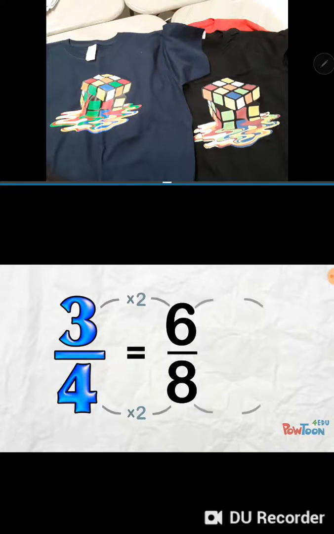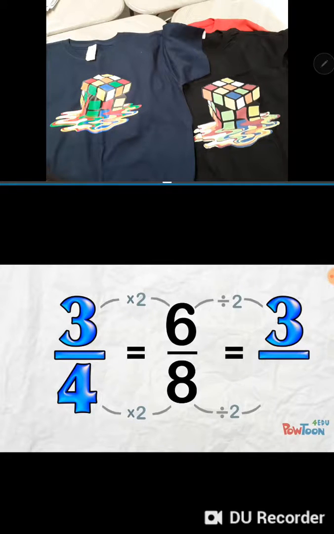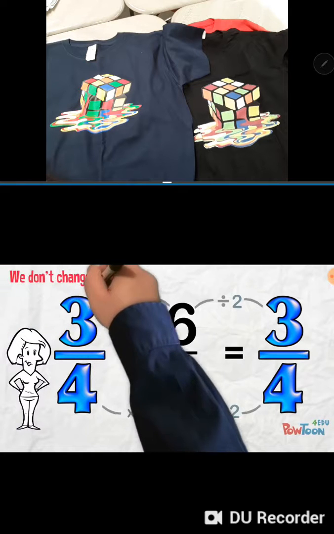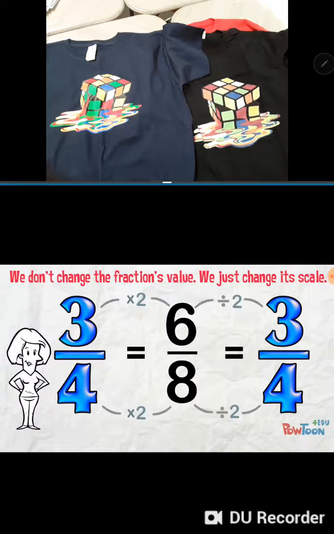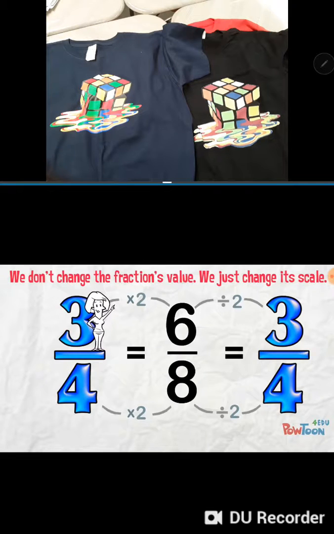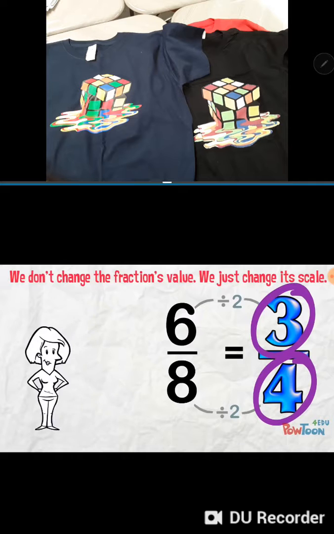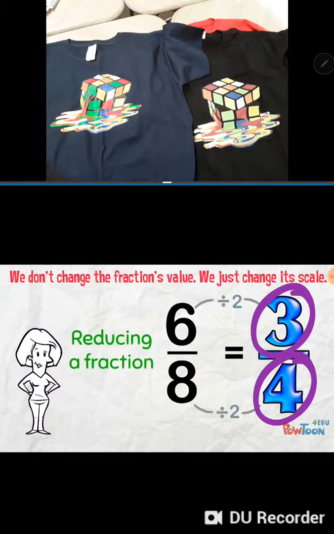Now, 6 divided by 2 is 3, and 8 divided by 2 is 4. Using the inverse operation gets us back to our original fraction. That's why we can also use division to make an equivalent fraction. We're not changing the value of the fraction, we're just changing its scale. We use multiplication to scale the fraction up, so the values look bigger. We use division to scale the fraction down, making the values look smaller. That's why it's called reducing a fraction, because we're making it look smaller.